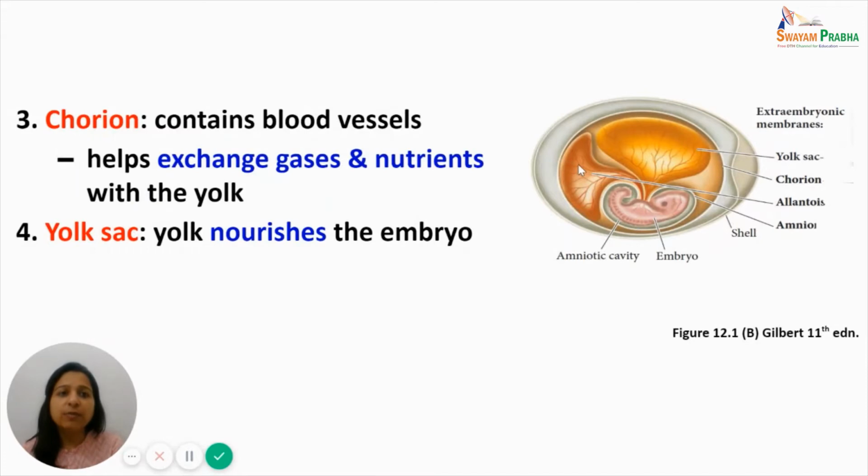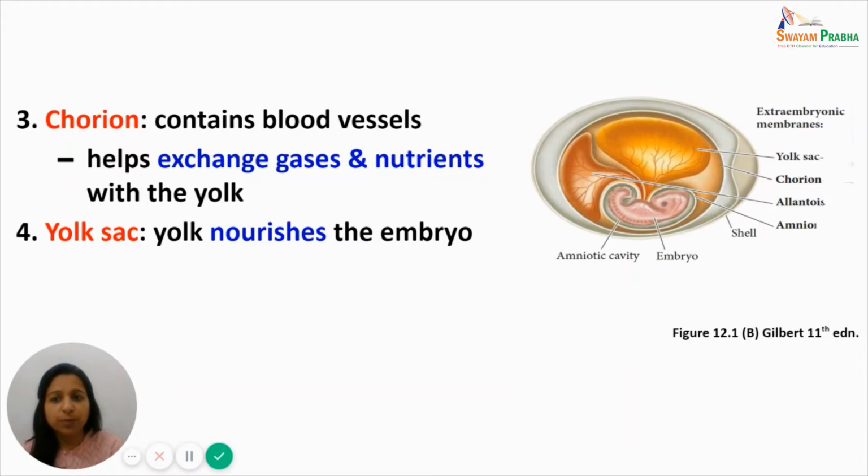The third extraembryonic membrane is the chorion. This is the chorion, which is completely covering the embryo and the allantois, and the yolk sac is also seen to be covered by the chorion. Now, this chorion contains a large number of blood vessels, which help in exchanging gases and nutrients between the embryo and the yolk.